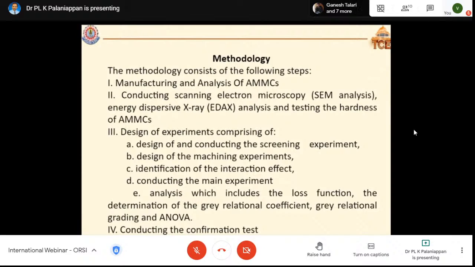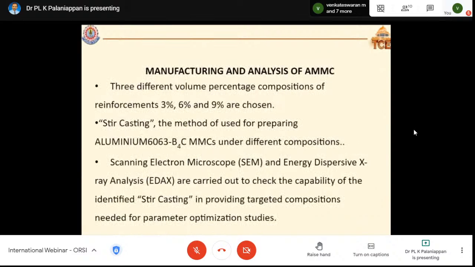We have done a screening experiment first, followed by the main experiment, DOE for the main experiment. Then identification of interaction effects, and conduction of the main experiment, and analysis, which includes the loss function, determination of the gray relational coefficient, the gray relational grade, and ANOVA. Finally, we have conducted the confirmation test to validate our experimentation and our work.